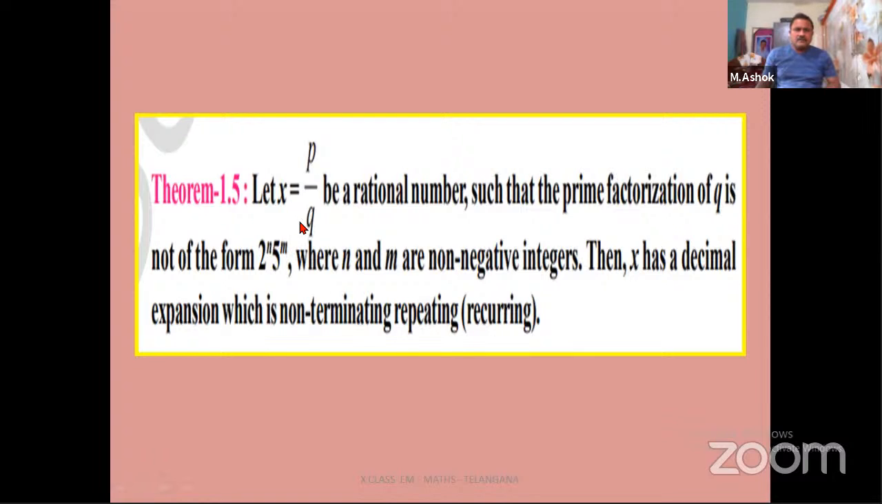Okay. So any rational number in the form p by q, if you write the prime factorization of q, and that is in the form of 2 to the power of n into 5 to the power of m, then clearly that is a terminating decimal. Otherwise, that is a non-terminating and repeating decimal. Okay.